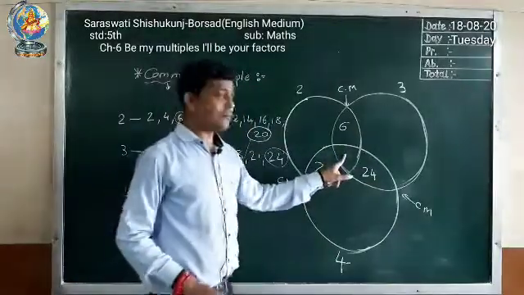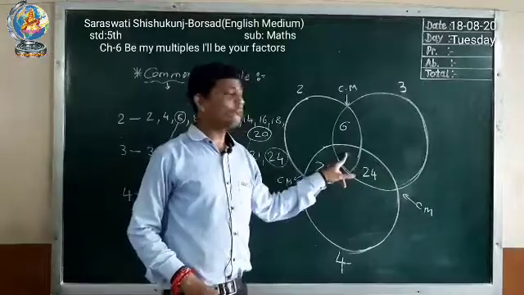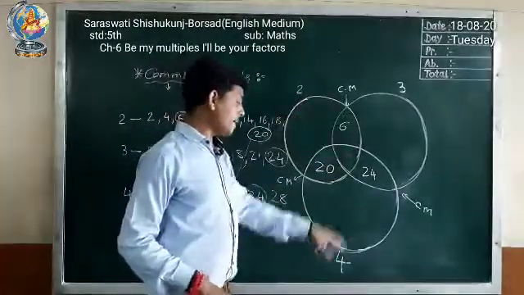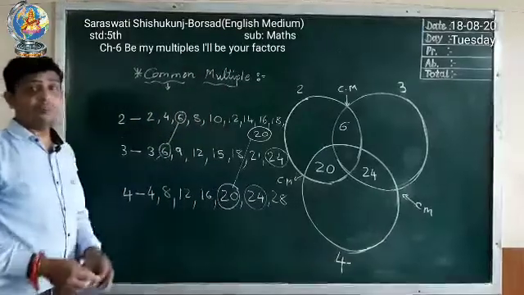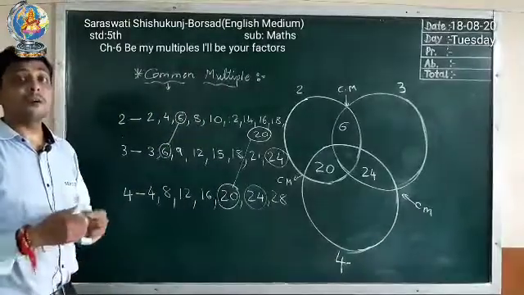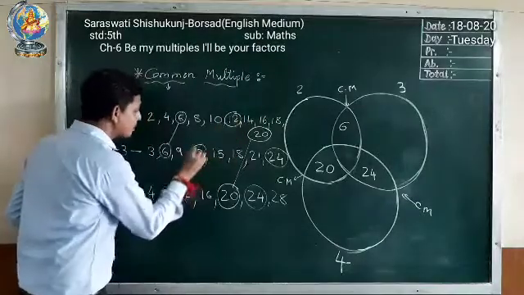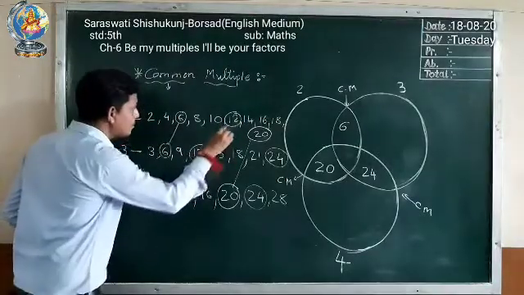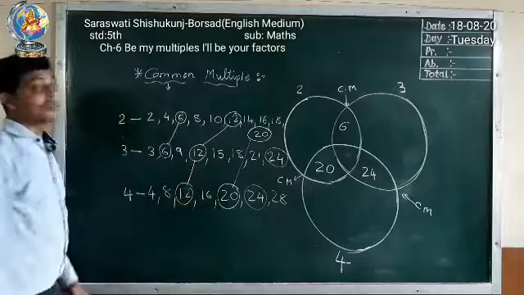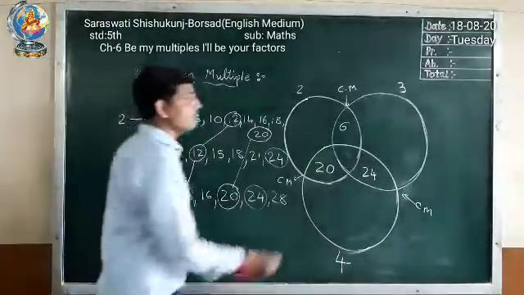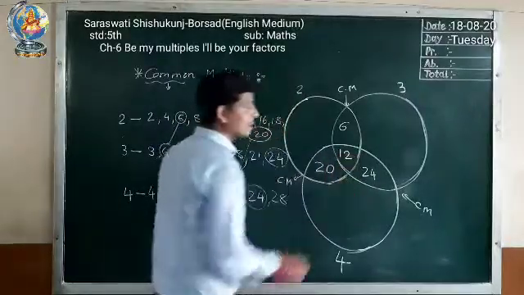Now at the center you can see a space here. Here we have to write the common multiple of all three numbers, that means 2, 3 and 4. Is there any number which is common and comes in all three numbers? Yes, it is there: 12, 12 and 12. So you can see here 12 is a common multiple which comes in all three numbers. So here we have to write 12.